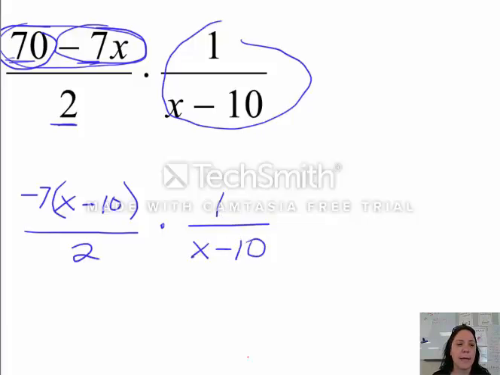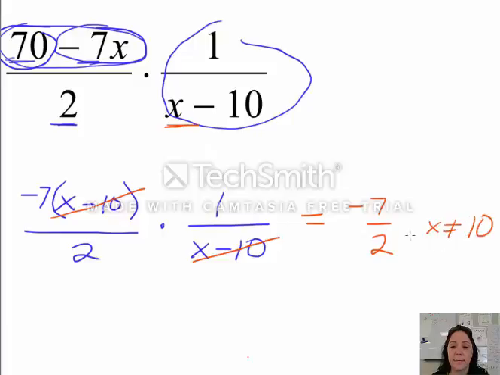Now I'm going to grab my handy-dandy red canceling, and I'm going to cancel this factor of x minus 10, and I'm going to cancel this factor of x minus 10 so that I have everything already very nicely reduced, and I get -7 halves, and I still have a variable exclusion. X cannot be equal to 10.